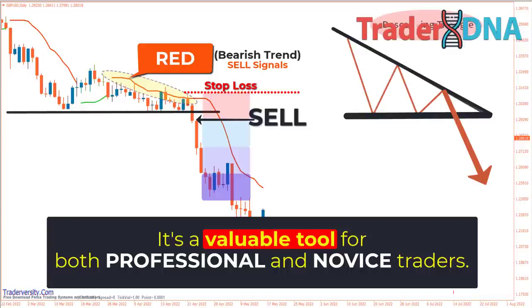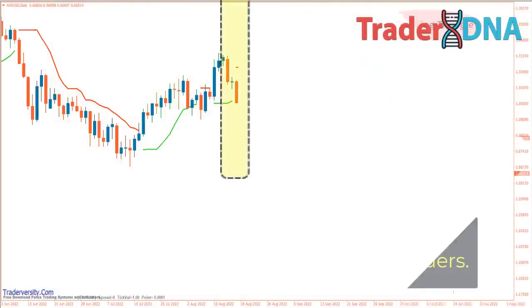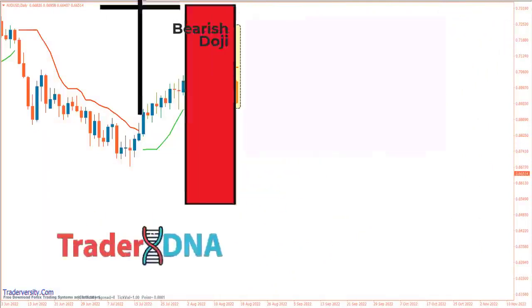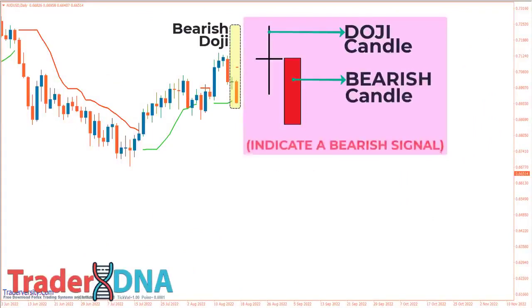Alright, let's briefly delve into how we handle price action candle signals using the BB stops indicator. Let's analyze what we have on our chart. First, we observe the formation of a bearish doji. We refer to it as a bearish doji when a doji candle is followed by a bearish candle. This indicates a bearish signal, and we should enter the market by opening a sell position on the next candle.